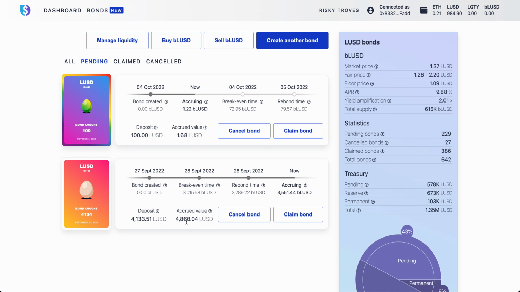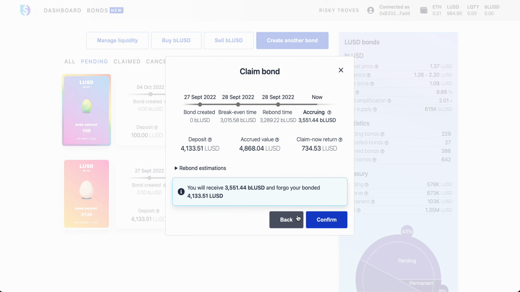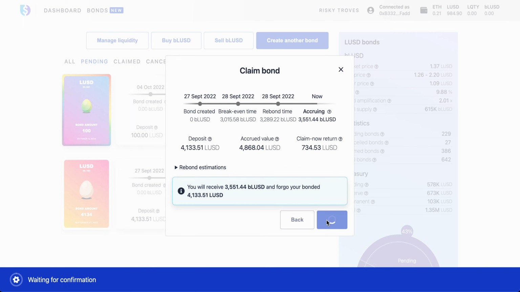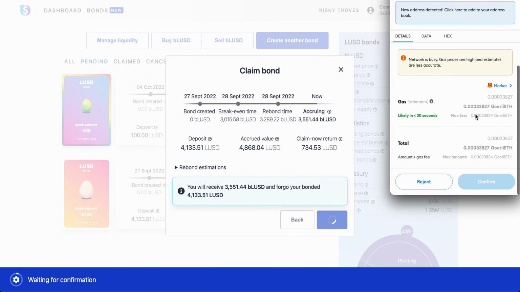So this bond looks much different. It is already in plus. You see deposit is 4,133 and we are above that value. So currently our 3,015 which we accrued is valued more than our deposit. So in that case it would make sense to claim the bond. So let's do that. So I will be receiving 3,500 BLUSD, which is cool. It's more than our original deposit.